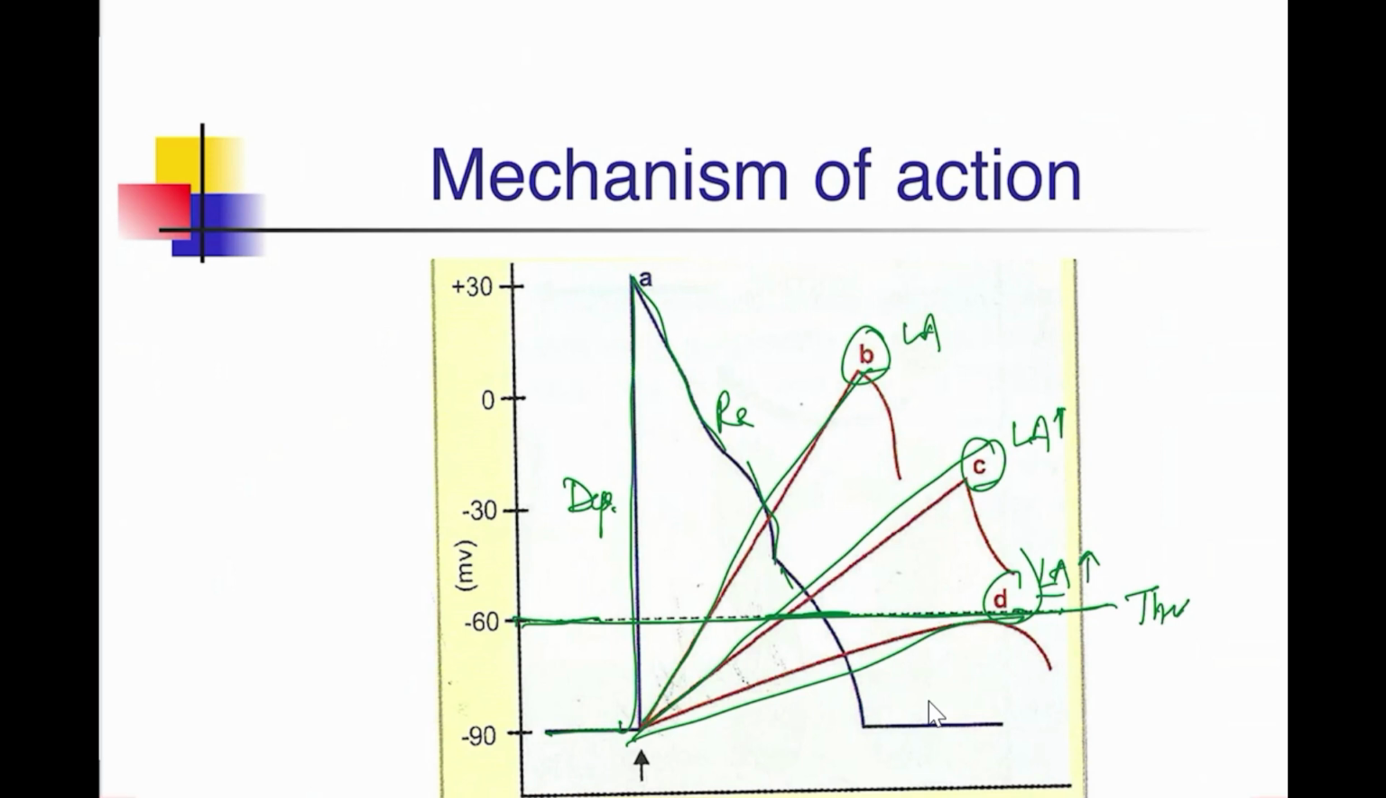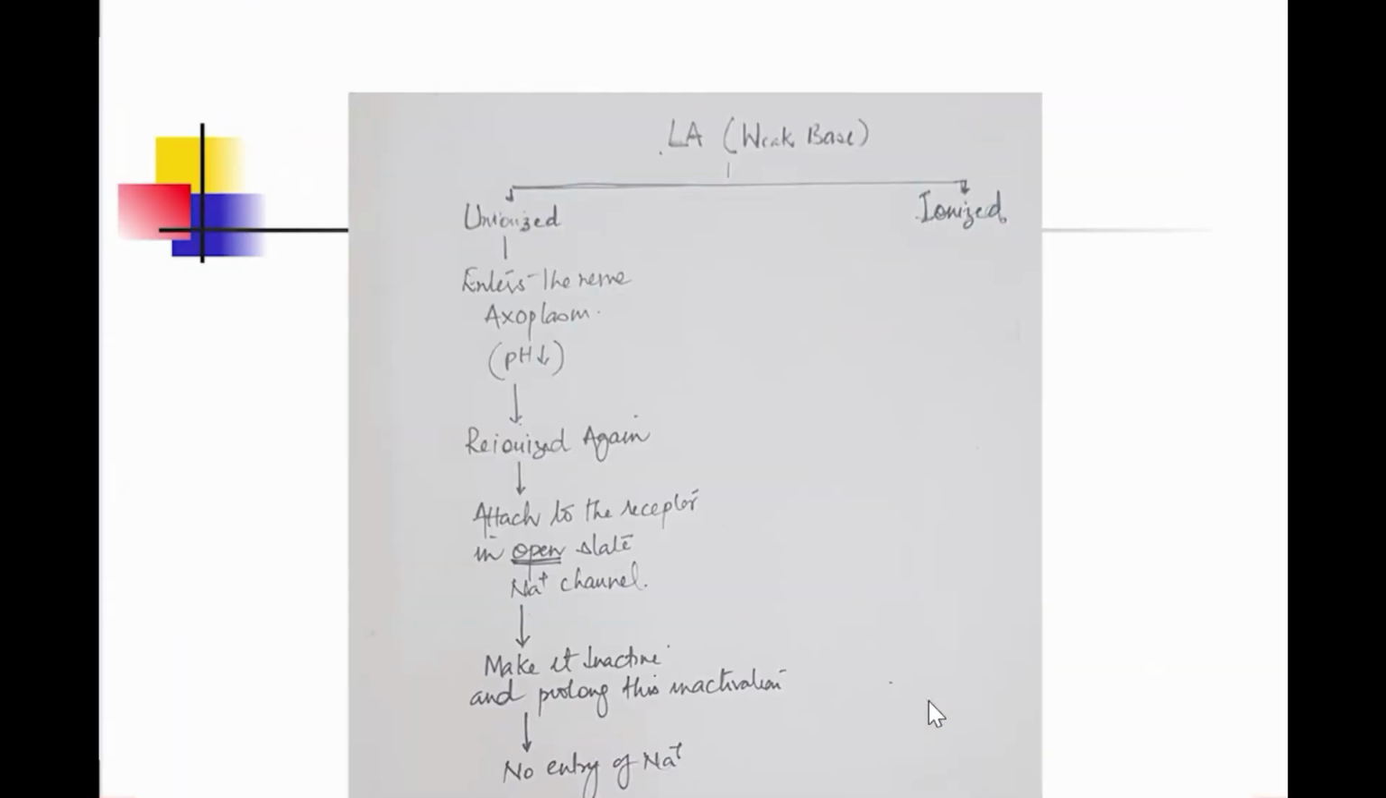This also I have taken from the Tripathi. Then you can see here another way of writing. So this is a weak base local anesthetic. What happens within the exoplasm when the pH is 7.4? It will be in unionized and ionized form. It is the unionized form which can cross the nerve sheath.